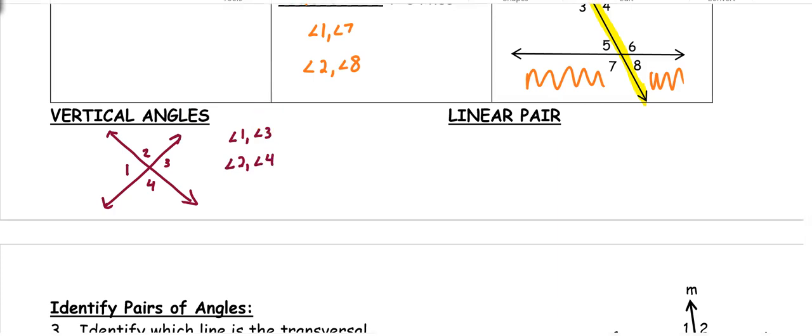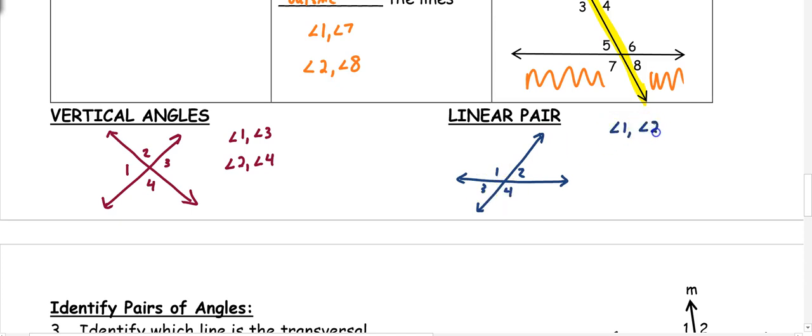Linear pairs are angles that form straight lines. So if I have two intersecting lines again, they're going to form a straight line. So we would say that angle 1 and angle 2 are linear pairs, and angle 3 and angle 4. Remember, in a linear pair, they're always going to form a straight line.